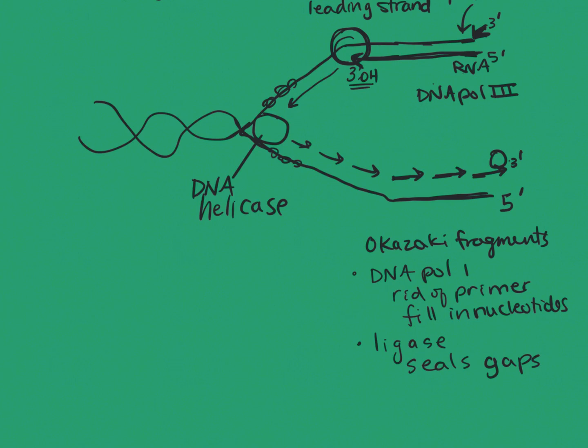Okay, so let's see, maybe I can change colors here. The DNA polymerase will go back in. Actually, it's where the primers would be. Fills that in, and then there's going to be some ligase that will just kind of, it's just a phosphate group that has to be added there. So eventually, you have a continuous strand, of course, of DNA.